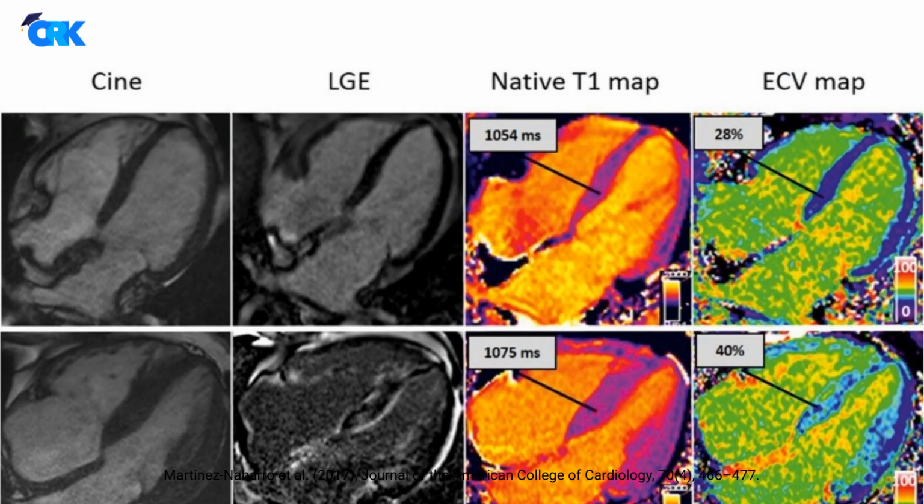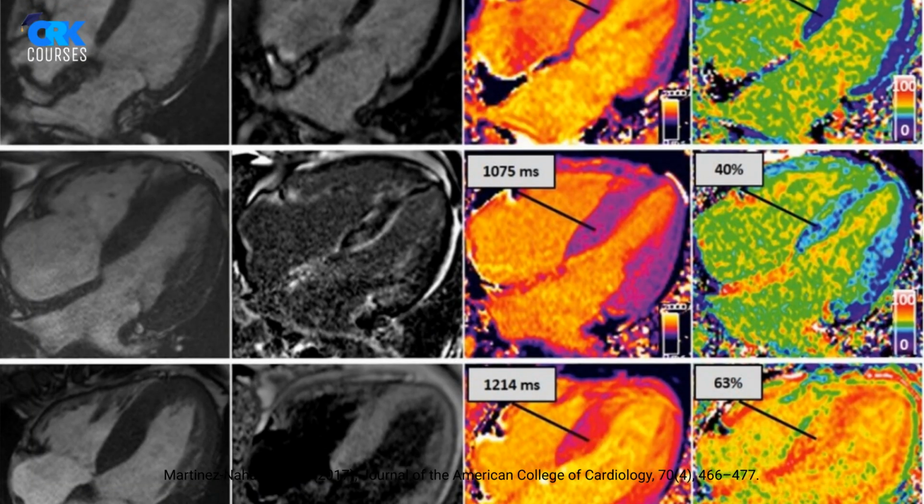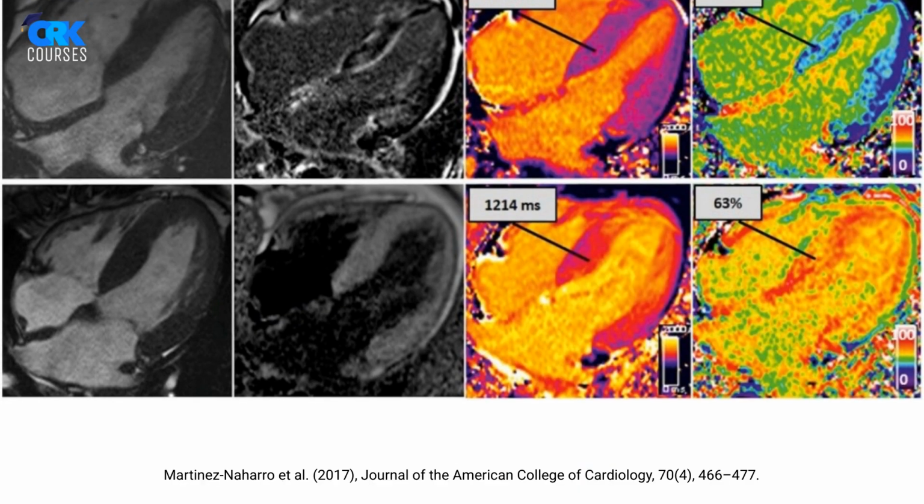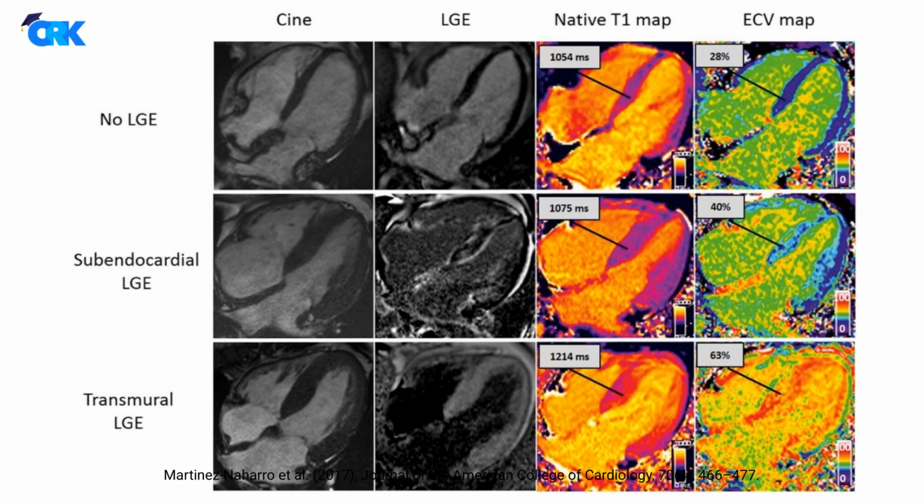Top row, a patient with no LGE, normal native T1, and a low ECV, suggestive of minimal myocardial involvement. Middle row, now subendocardial LGE appears with borderline T1 values and a modest rise in ECV. Bottom row, in this patient we see transmural LGE, marked elevation in native T1, and a striking 63% ECV, consistent with advanced amyloid infiltration. These correlations help us visualize disease burden at a glance, moving us beyond simple wall thickness and into tissue-level diagnosis.